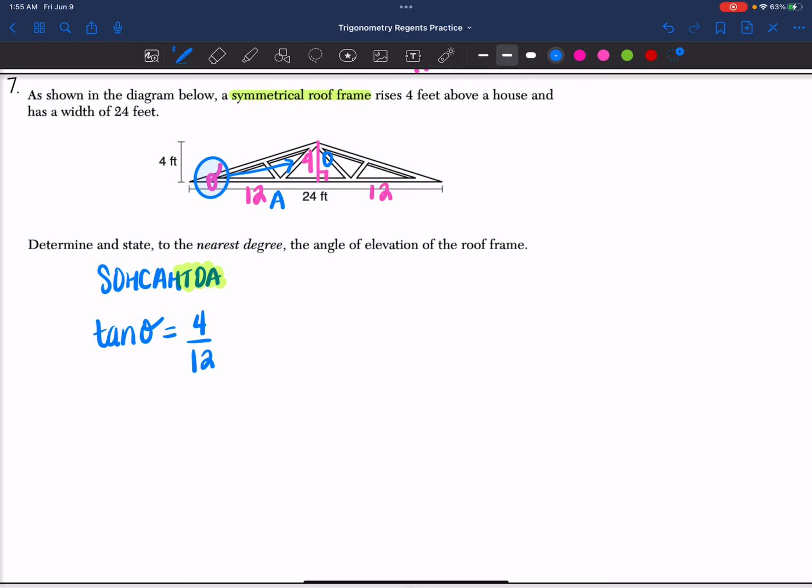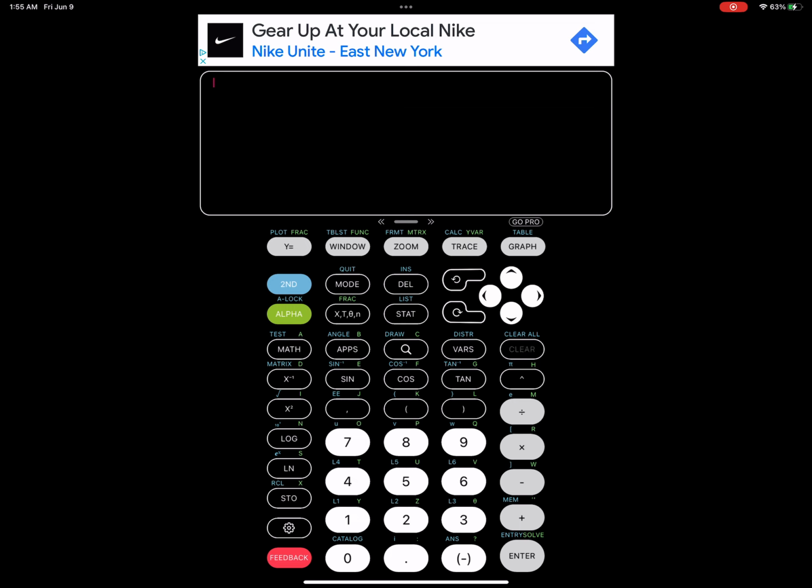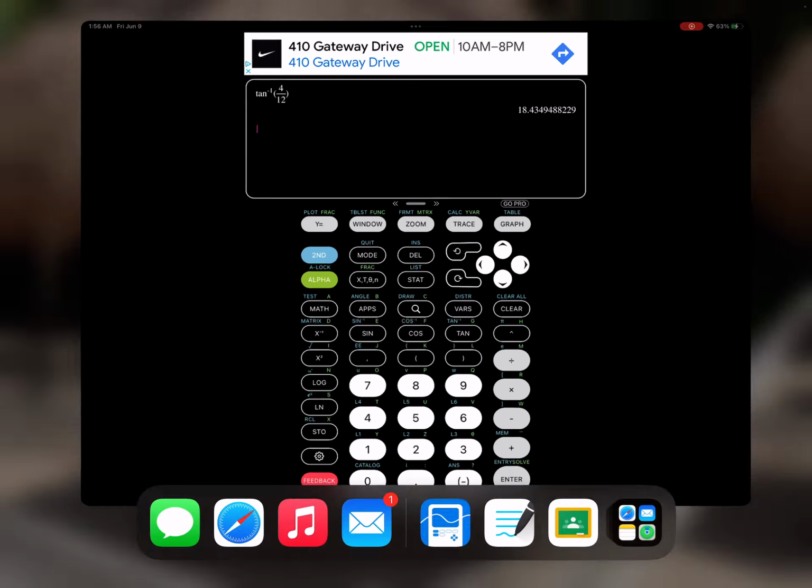And if I'm looking for an angle measurement, I know that I have to use an inverse function. So in my calculator, I'm going to type in second tan 4 over 12. And it's asking us to the nearest degree. So I'm just going to go to my calculator and second tan, and enter 4 over 12. And to the nearest degree, that looks like 18 degrees.